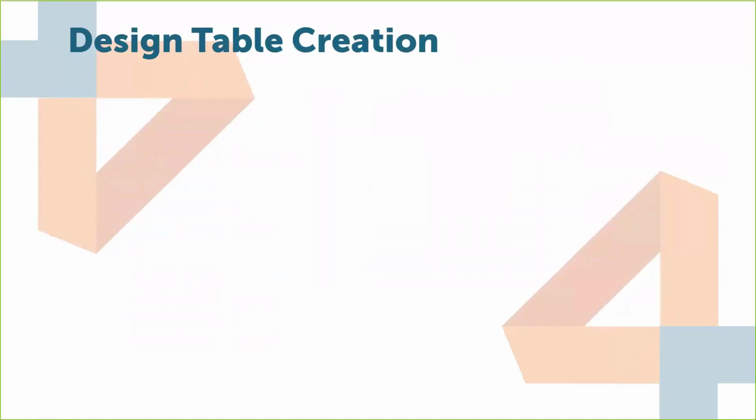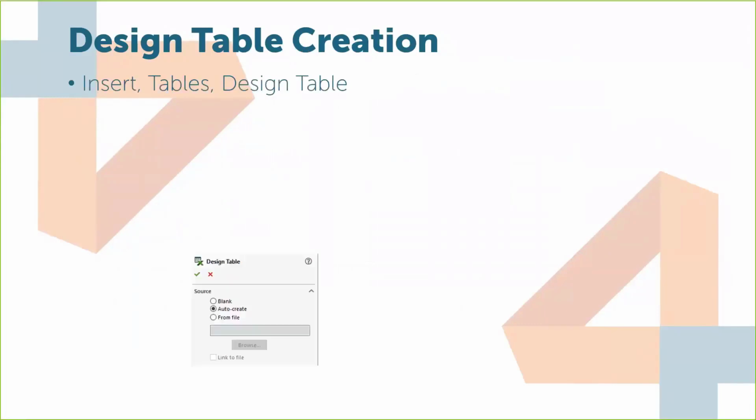So creating a design table is quite easy to do. Insert pull-down menu, Tables, Design Table. And then we'll get this little window that pops up that allows us to build a blank table, an auto-create table, or browse and bring in a table from file. So blank is, again, just that. An empty spreadsheet, and we start populating it.